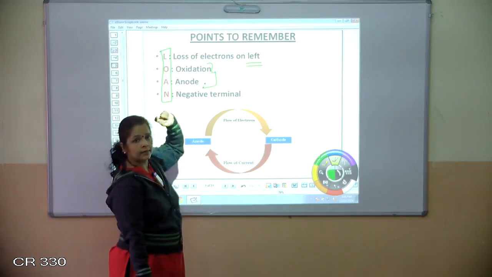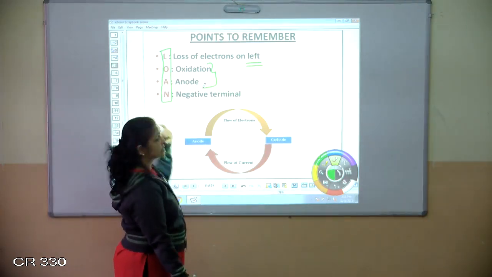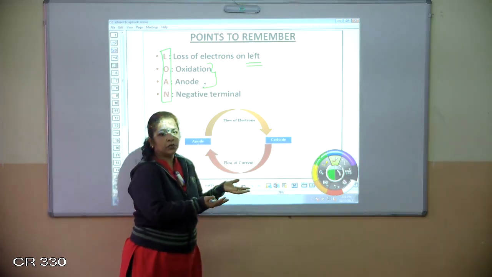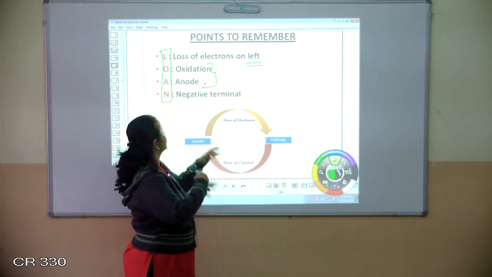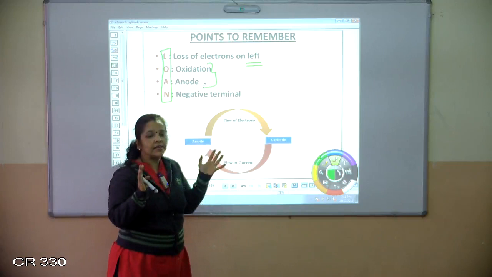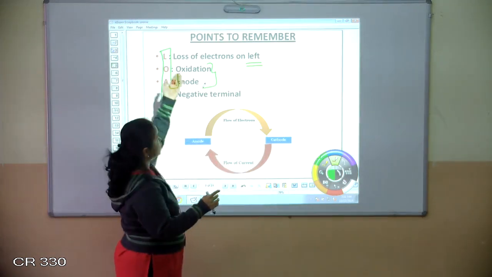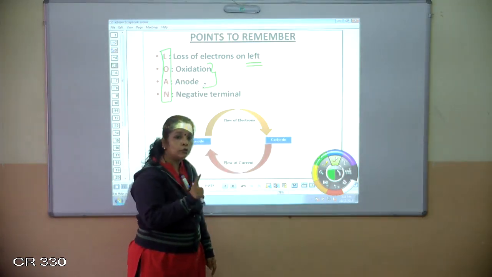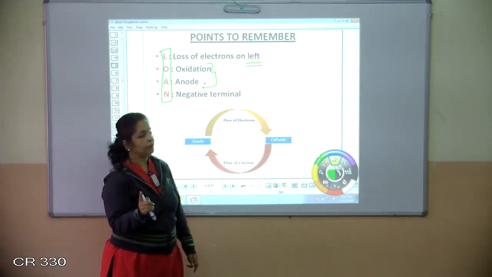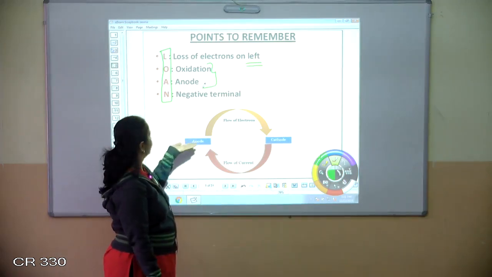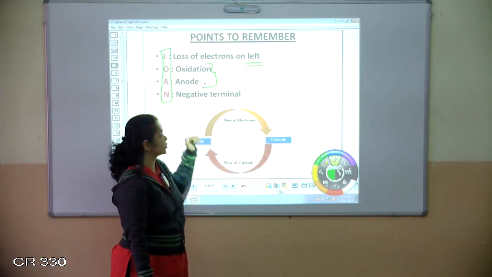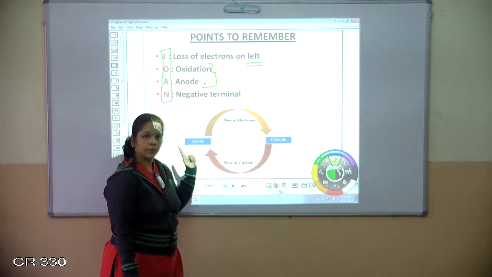Oxidation always happens at the anode, while N stands for the negative terminal. Wherever there is oxidation happening, there would be loss of electrons, and this loss of electrons causes the negative charge onto the terminal. So if you are aware of the word LONE, the galvanic cell is done. So loss of electrons always on the left, O for oxidation, A for anode, and N for the negative terminal. As we just did, the electrons were moving from the anode to the cathode. So the current would be in the opposite direction, from the cathode to the anode. I hope that's clear.